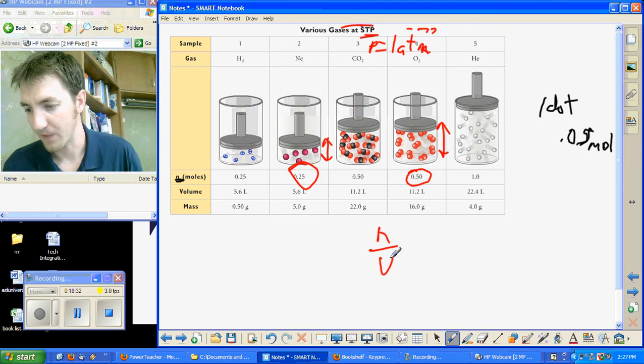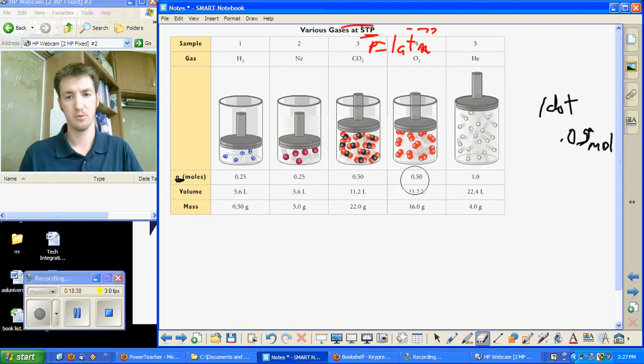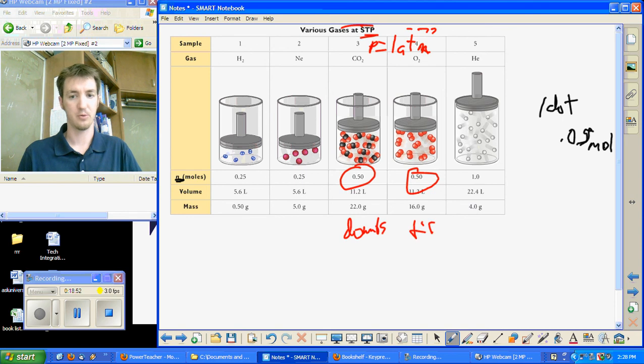Number 5. The masses in box 3 and 4 are different. Let's see, yeah, so let's look at these. We have half a mole of each of these. Half a mole, that's like the same thing. But what if I said you have half a dozen donuts and half a dozen tires? They're even the same shape. We know donuts and tires are made out of different things.